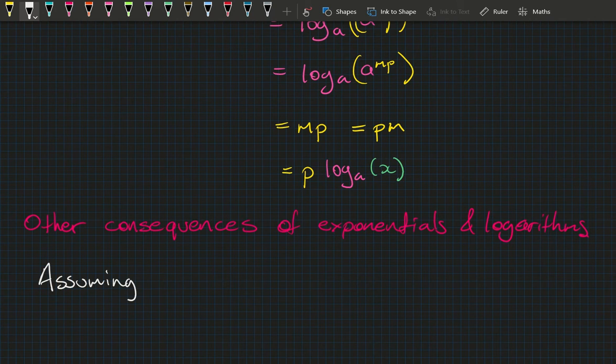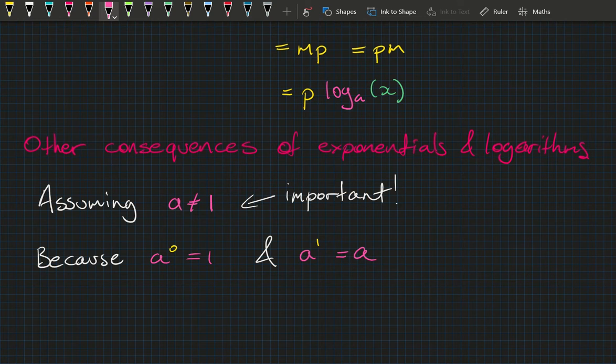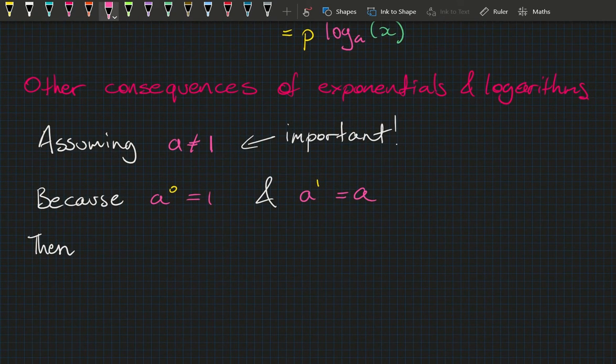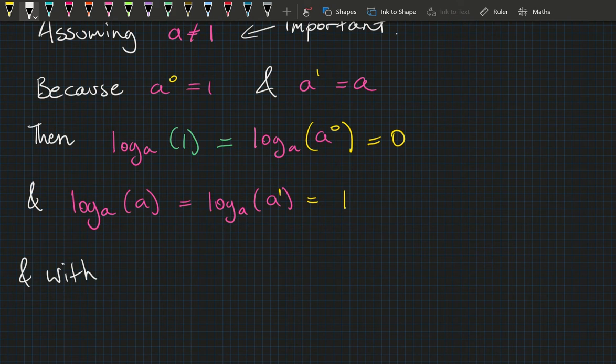Now, assuming that a is not equal to 1, and it's really important that you do that, because log base 1 is a little bit like dividing by 0, and I'll let you think about why that's true, okay? But assuming that a is not equal to 1, then because a to the 0 is equal to 1, it follows that log base a of 1 is equal to log base a of a to the 0, which is 0. And log base a of a is equal to log base a of a to the 1, which has to be equal to 1. And of course, we've still got x equals a to the m.